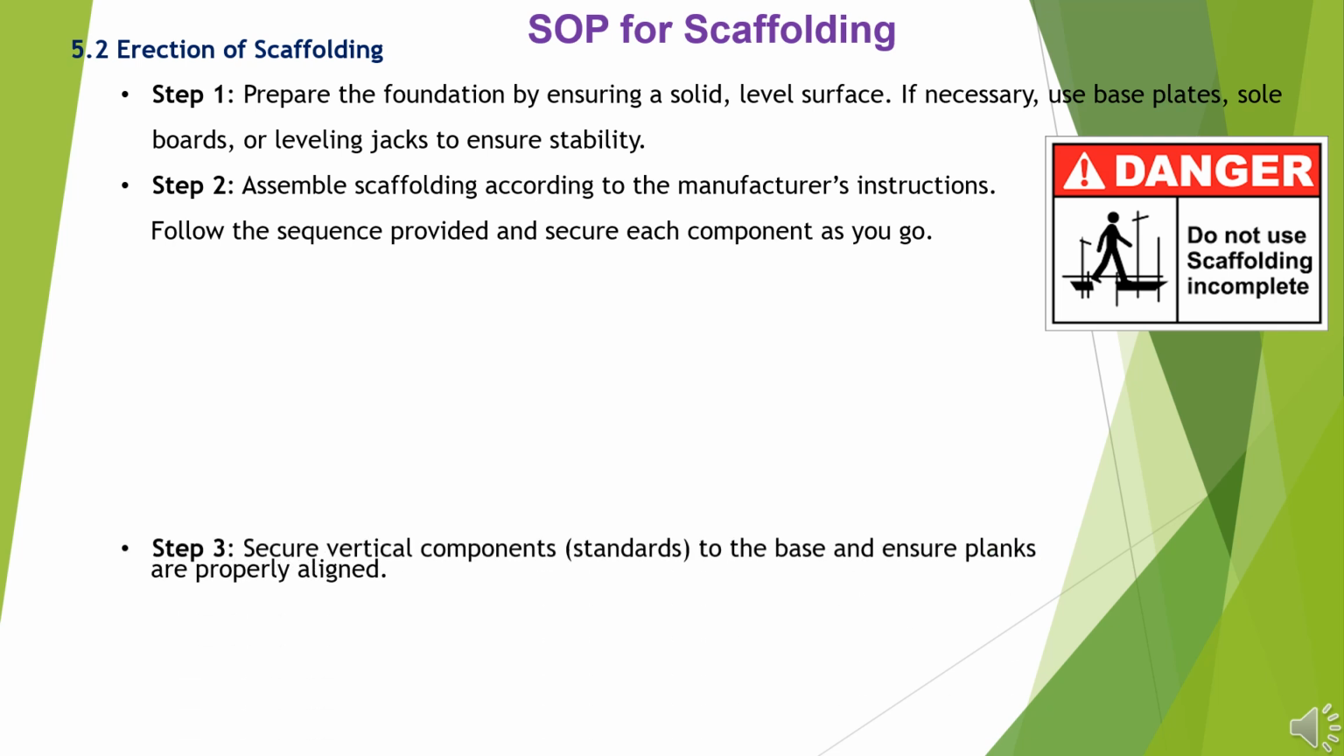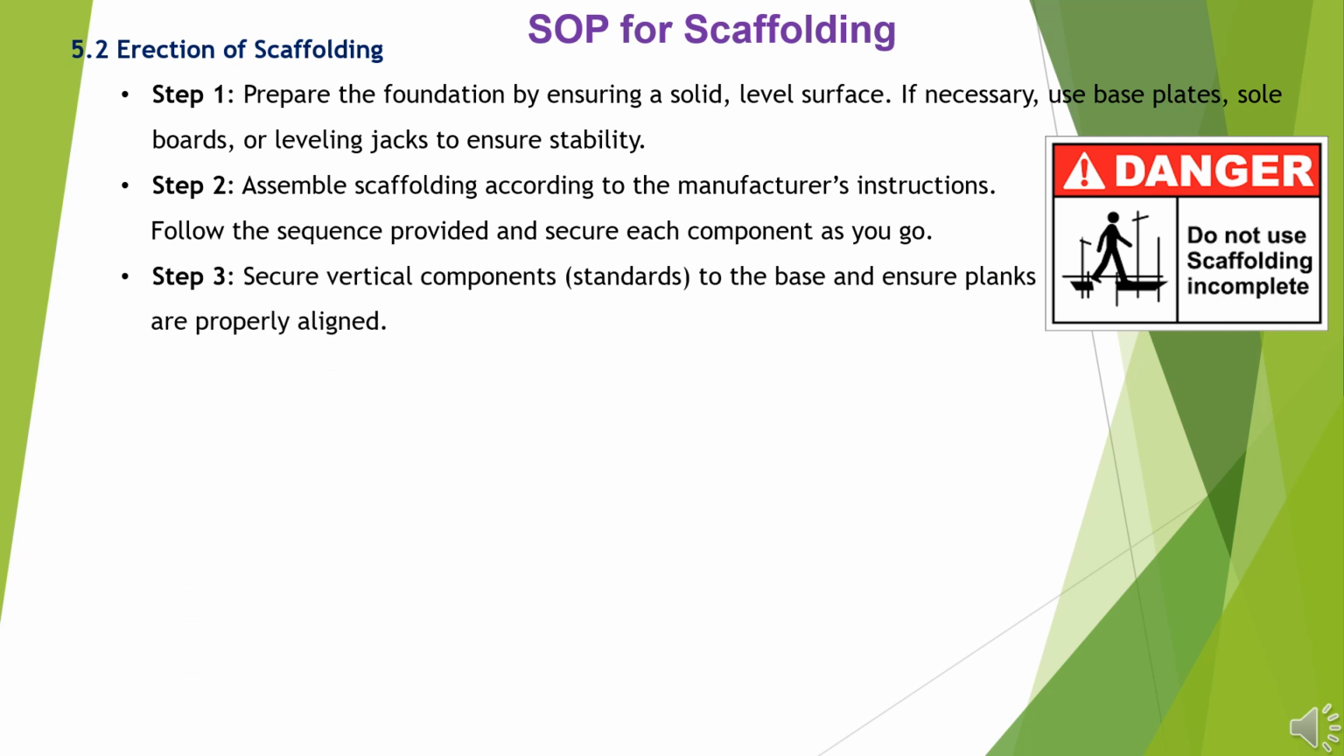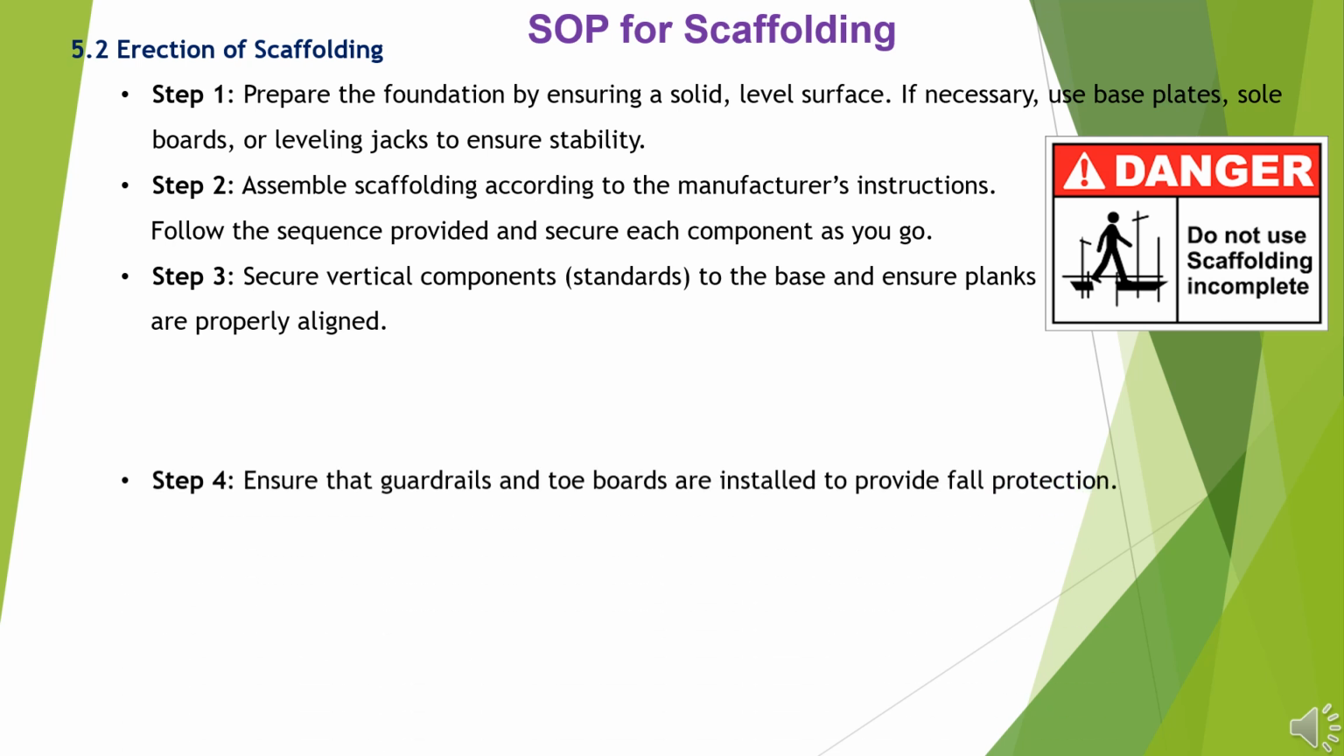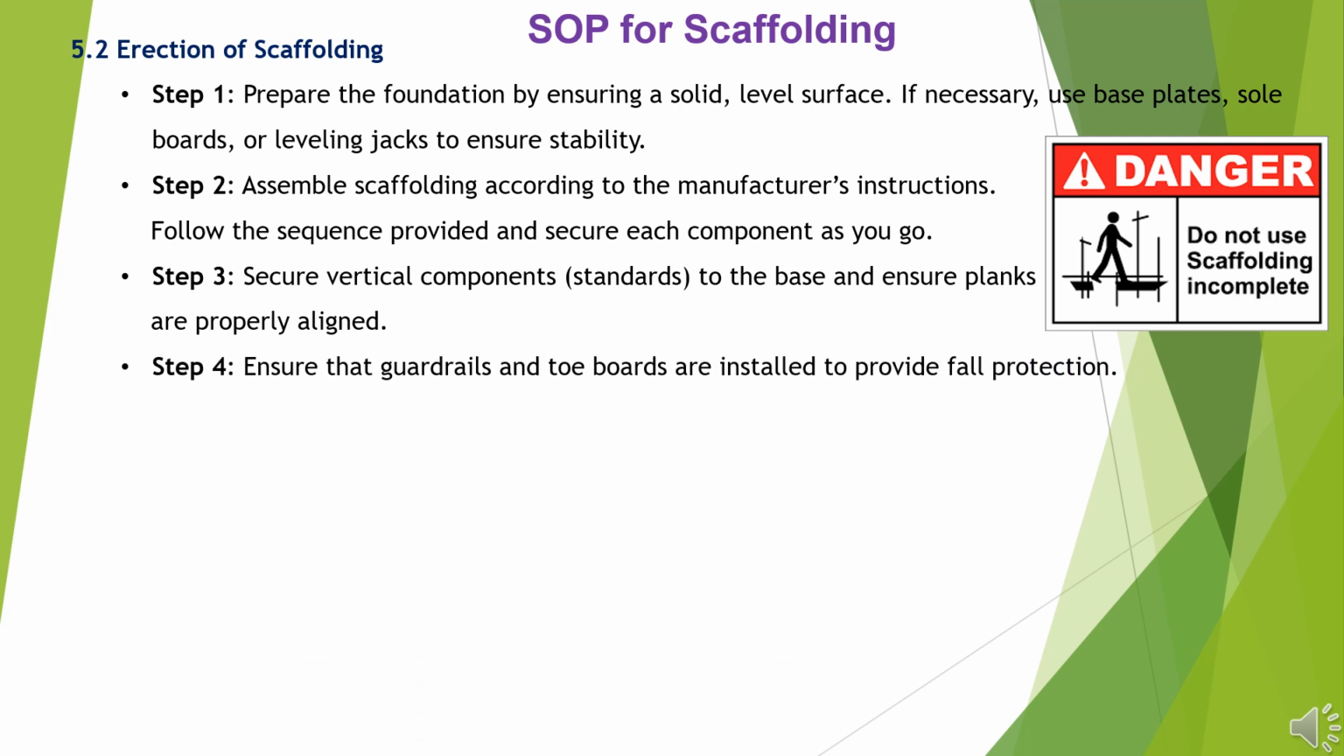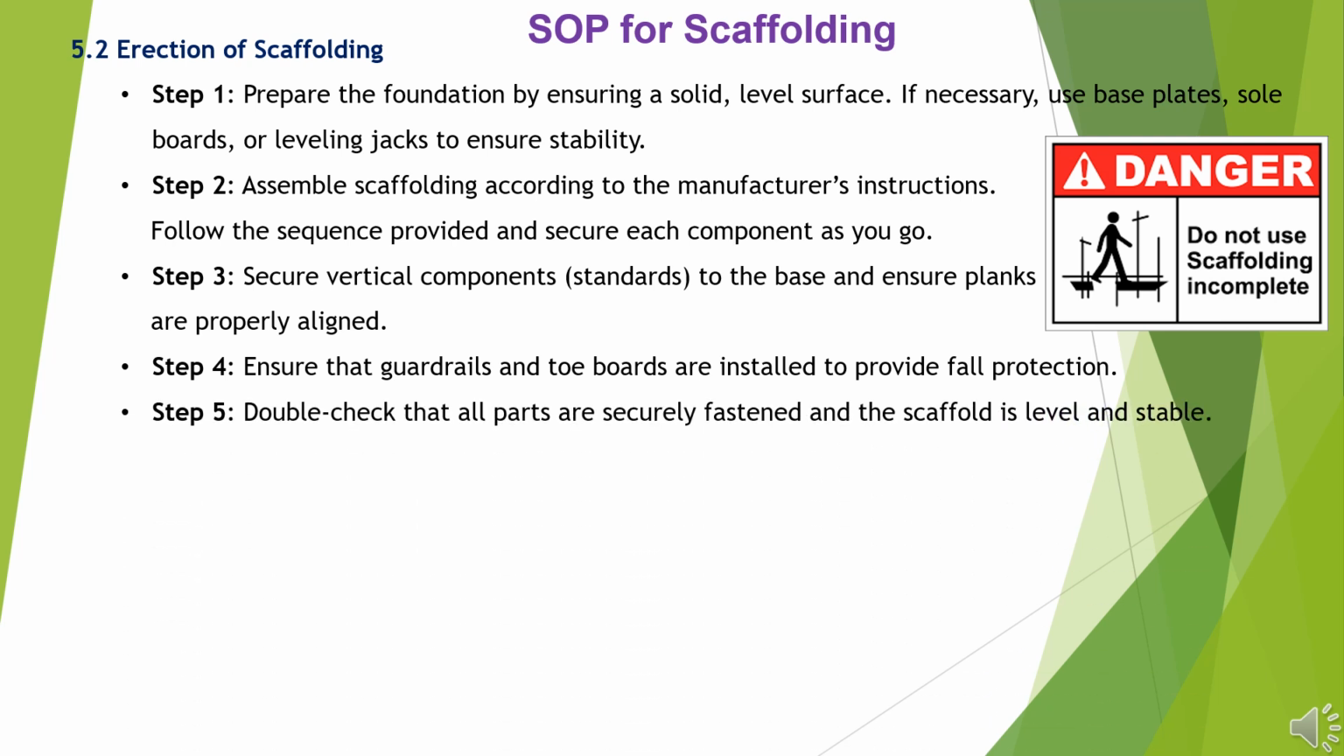Step 3. Secure vertical components, standards, to the base and ensure planks are properly aligned. Step 4. Ensure that guardrails and toe boards are installed to provide fall protection. Step 5. Double-check that all parts are securely fastened and the scaffold is level and stable.